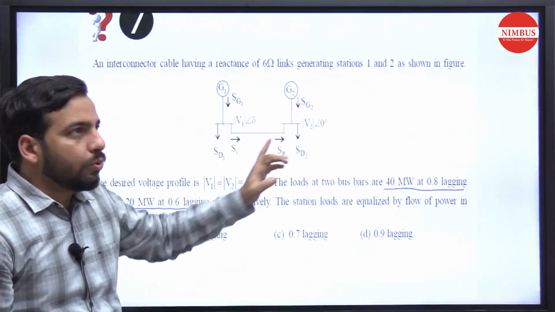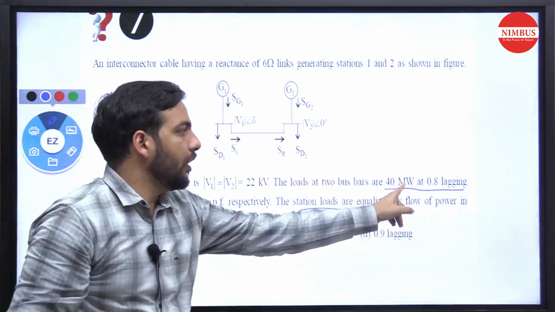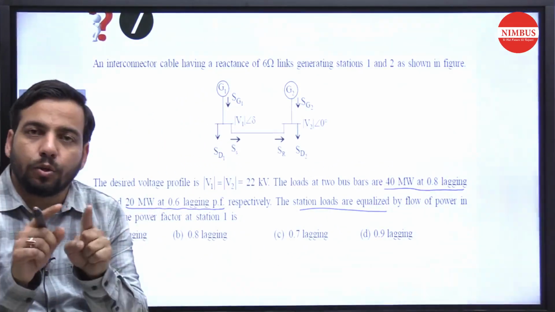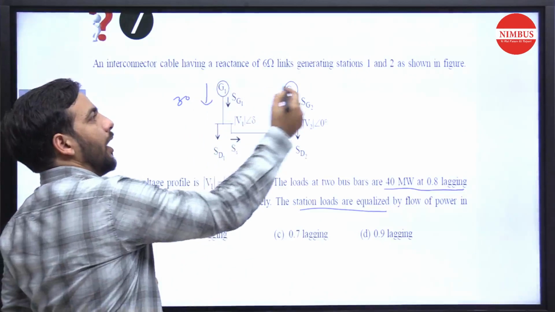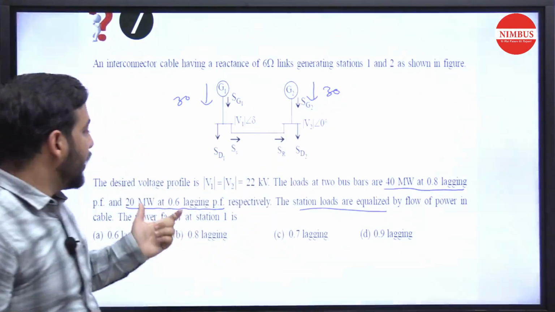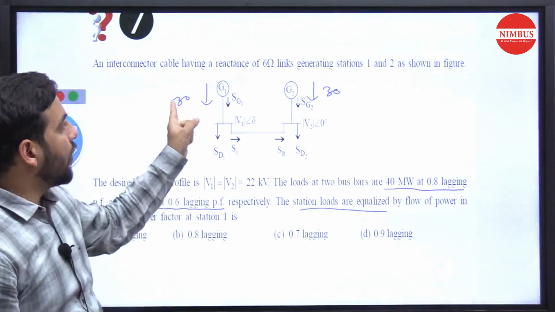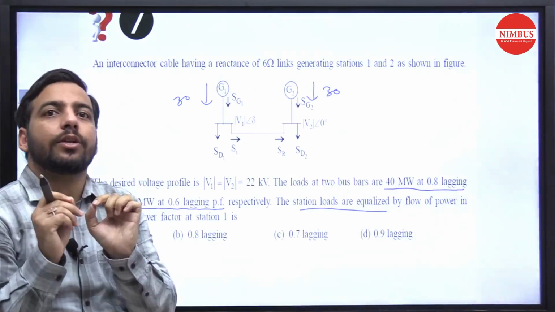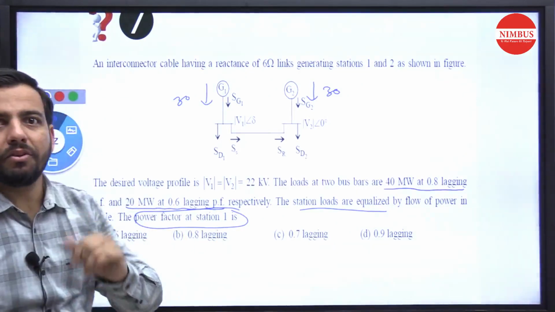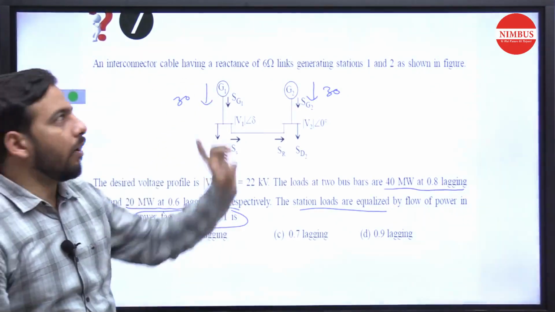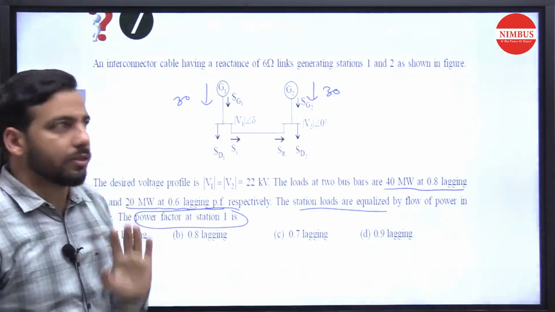As D1 and D2 are calculated, now the station loads are equalized. So 40 megawatt plus 20 megawatt is a total of 60; total equalized means from here also 30 and from here also 30. Remember what the meaning of load equalization is: only P equalization, not Q equalization. So you have calculated the P, but you need to calculate Q here because the asked question is the power factor of station 1, same as the previous question. The power factor of station 1, power factor of station 2, or Q loss can be asked.